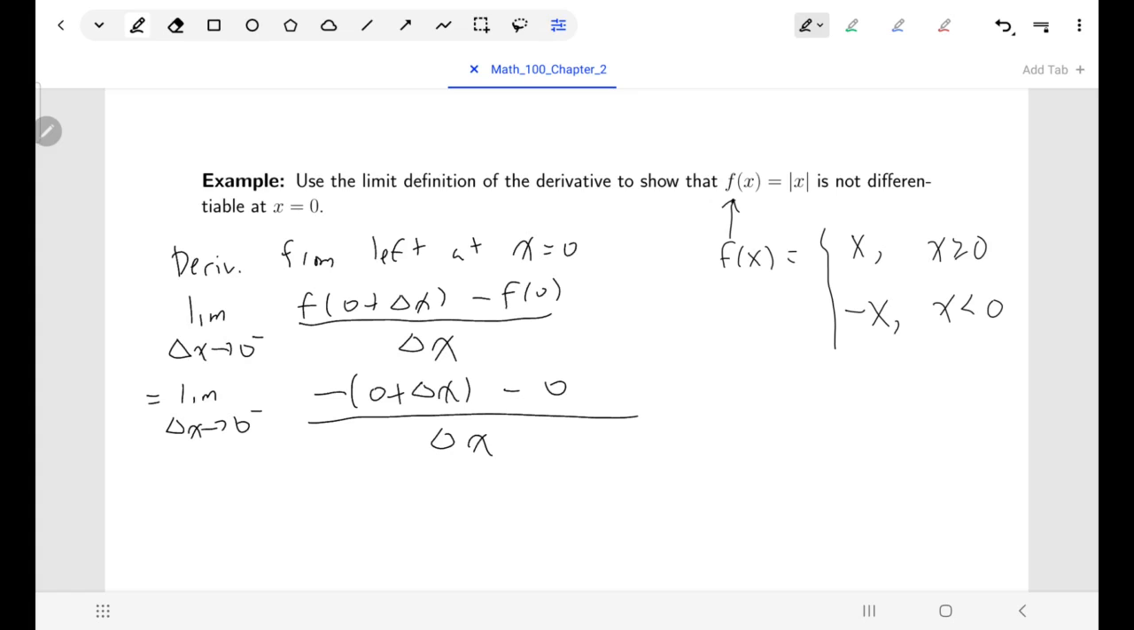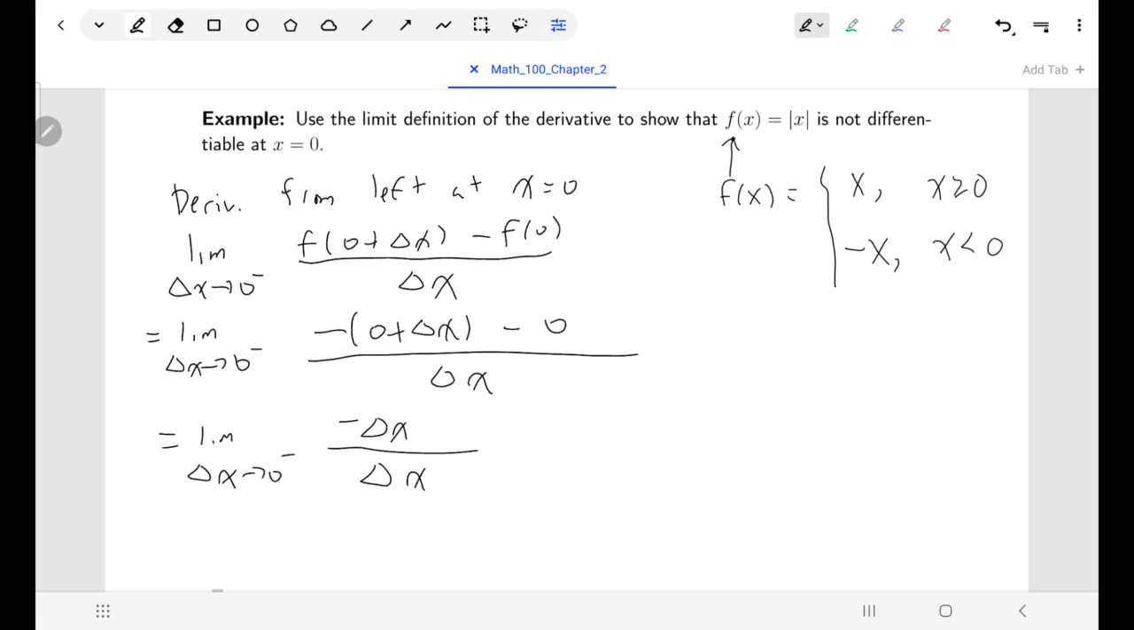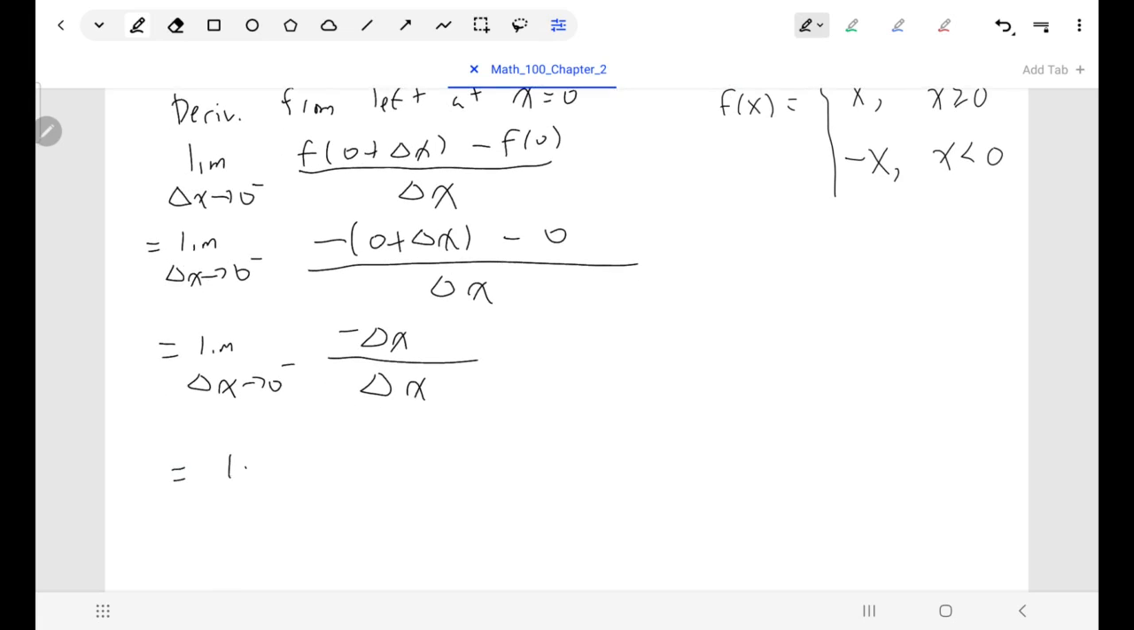And now we're almost finished, because if I clean things up on the top, all I'll have is negative of delta x. And on the bottom, I'll have delta x. And I'll wind up with the delta x's canceling. And I'm looking for the limit as delta x approaches 0 from the left of negative 1. And here there's no more delta x's, so it looks like my limit is just going to be negative 1.